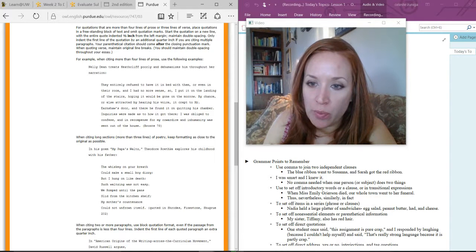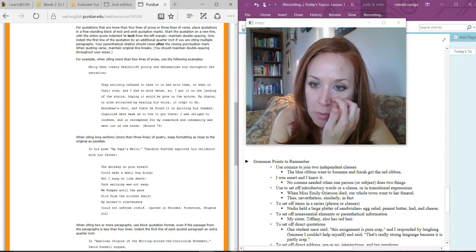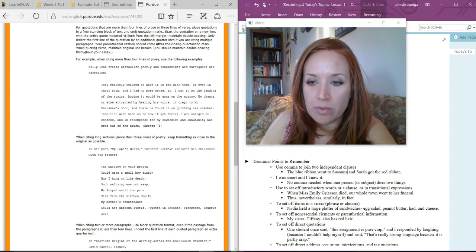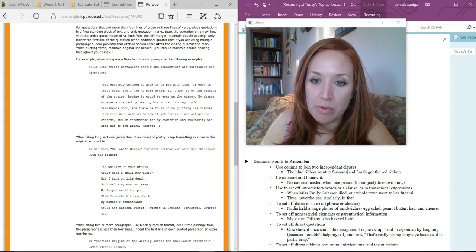The blue ribbon went to Susanna, and Sarah got the red ribbon. See, without a comma, what would happen here? Let's delete it. Without a comma, it would say the blue ribbon went to Susanna and Sarah got the red ribbon, right? You could read it wrong. You could read that both Susanna and Sarah got a blue ribbon, and then the red ribbon just hangs out there and wouldn't make sense. So in order to read it correctly, without any confusion, the comma would be there with an and.